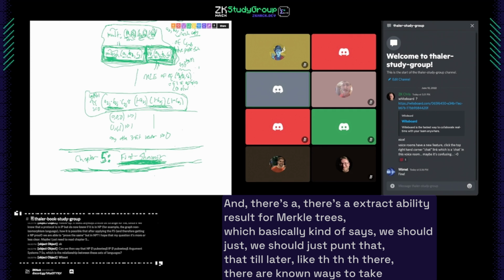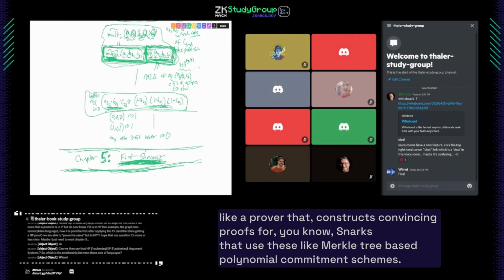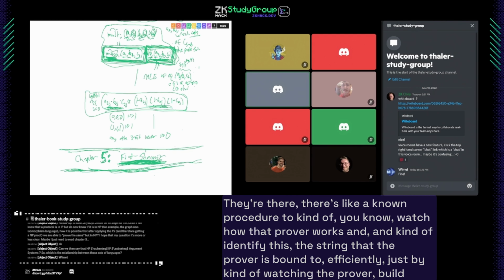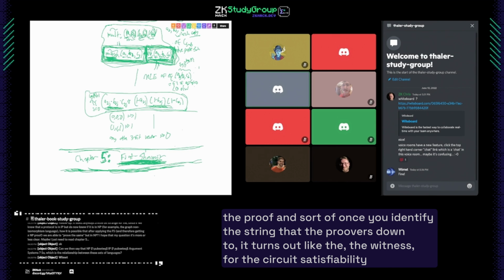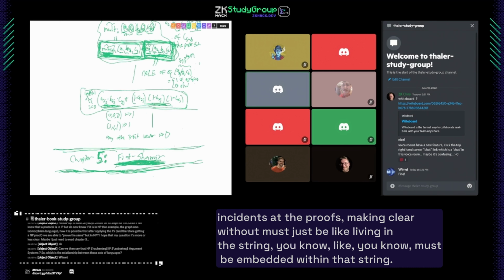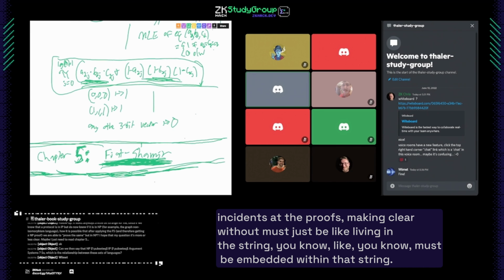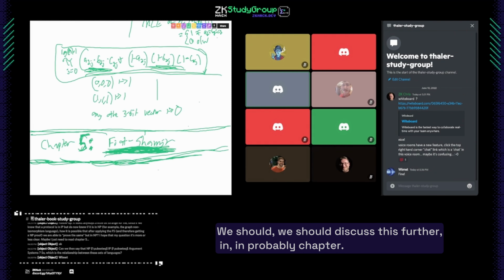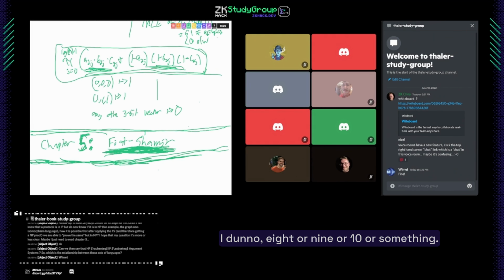There are known ways to take a prover that constructs convincing proofs for SNARKs that use these Merkle tree based polynomial commitment schemes. There's a known procedure to watch how that prover works and identify the string that the prover is bound to, efficiently, just by watching the prover build the proof. And once you identify the string that the prover is bound to, it turns out the witness for the circuit satisfiability instance that the prover is making a claim about must be embedded within that string. That probably didn't make much sense. We should discuss this further in probably chapter 8 or 9 or 10 or something.